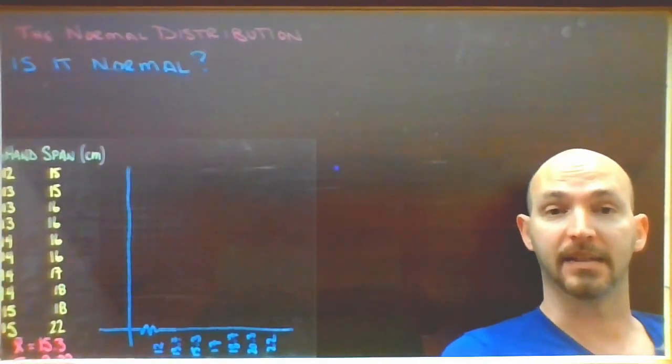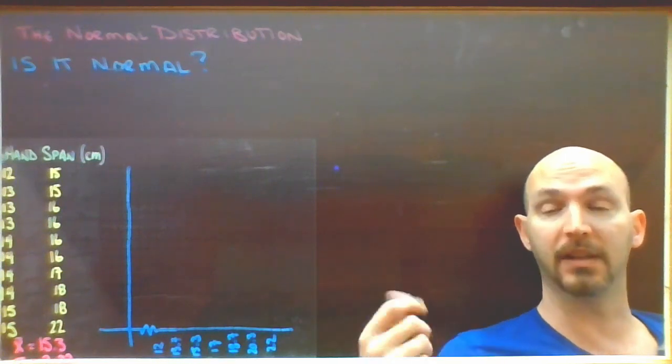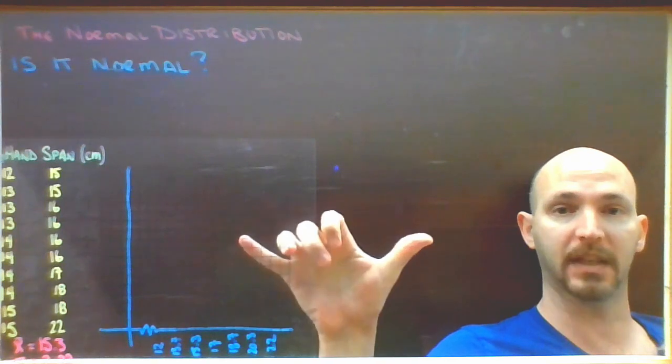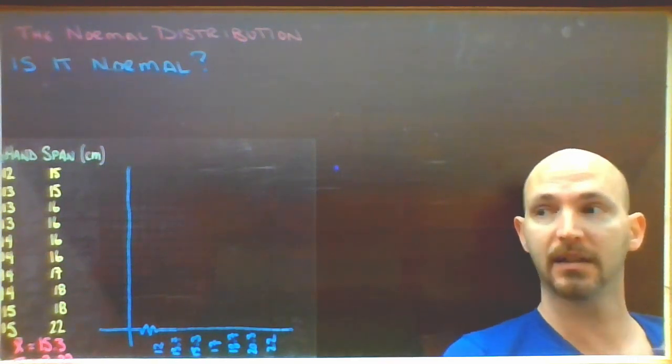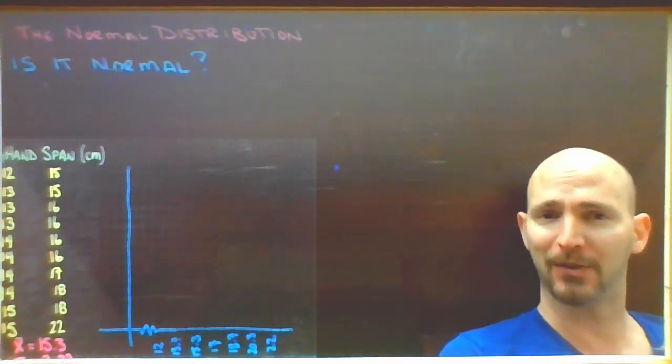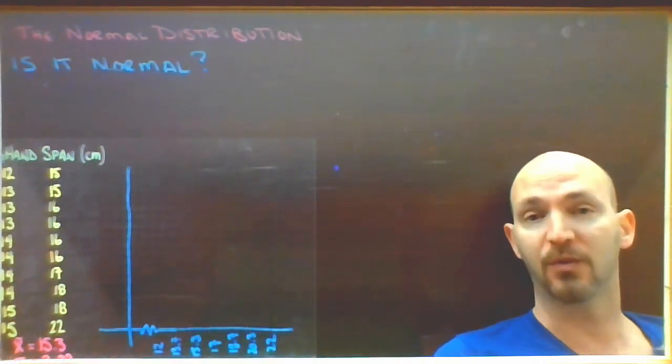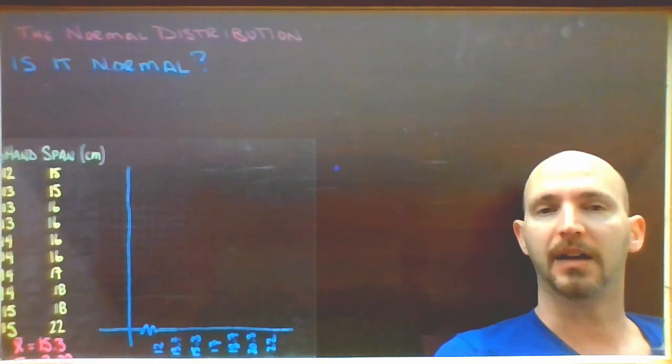So I have a second data set here for us to test. This one is the handspan data. So how far is it from your thumb to the end of your pinky finger if it's fully extended, which I carefully measured from 20 individuals. So question 1, is it normal? So the first thing we're going to do is see if it's symmetrical.